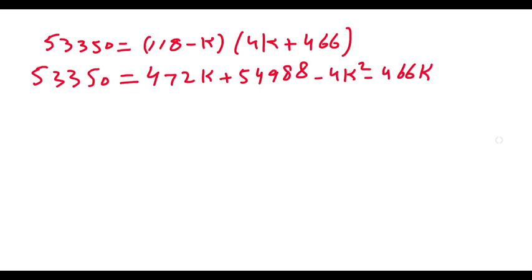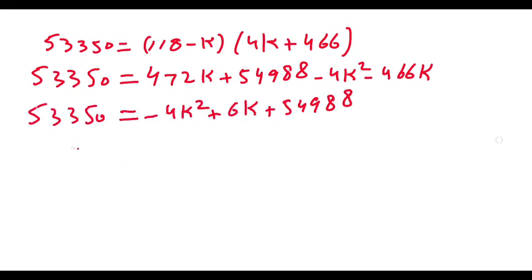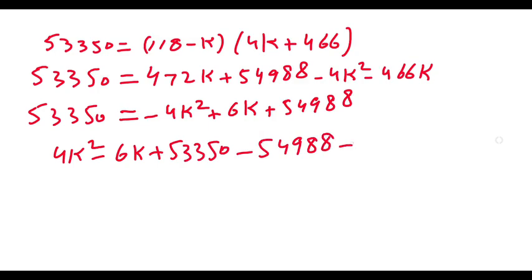Now I'm gonna rearrange the equation into a standard quadratic form. Now I'm gonna move everything to one side. 4k square, this becomes positive when I move to the left hand side, minus 6k, and the plus 53,350 we already have, and this becomes minus 54,988 is equal to 0. Further simplify, 4k square minus 6k minus 1638 is equal to 0.